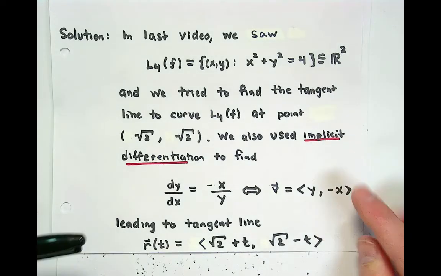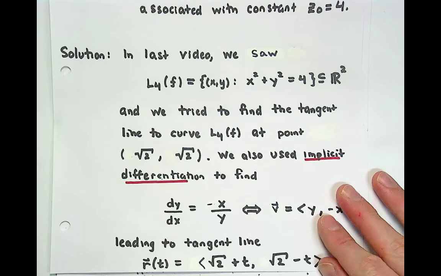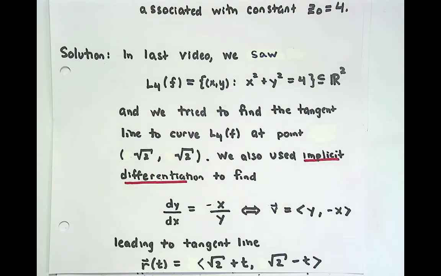We're going to switch over to Mathematica and actually graph the level curves, the contour curves, and then this tangent line to the level curves on the same graph as the level curve to see that we're not just going crazy.